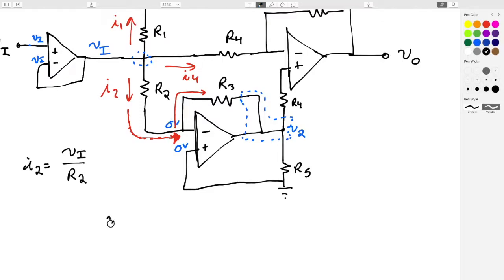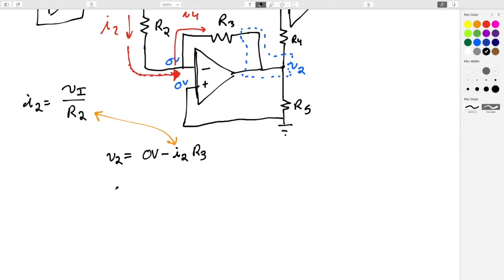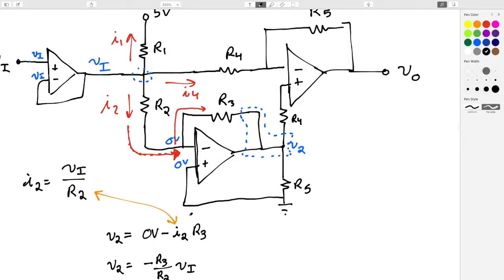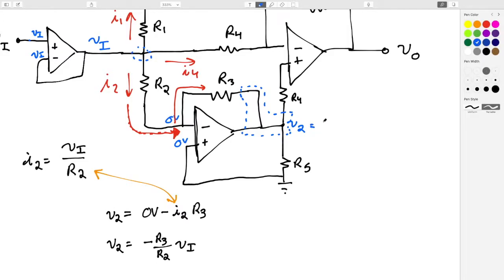V2 will equal 0 volts minus this I2 times R3, right? And we know I2, let's do orange, can come from here, right? So really what we can say is V2 will equal negative R3 over R2 VI. So this is great. And actually, let me just write that here. Negative R3 over R2 VI. Super powerful. Now, what can we do with this?